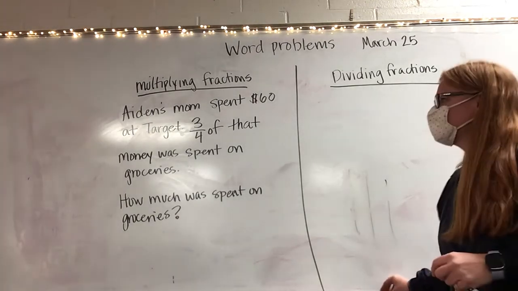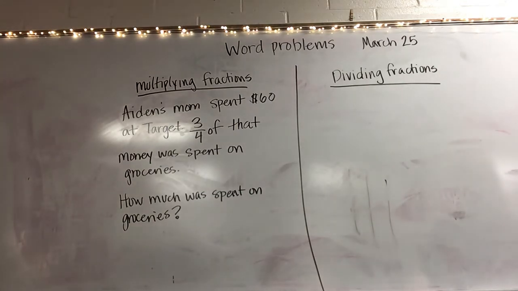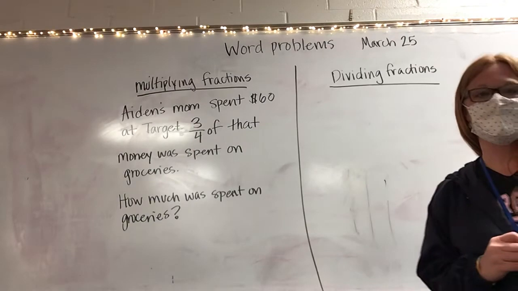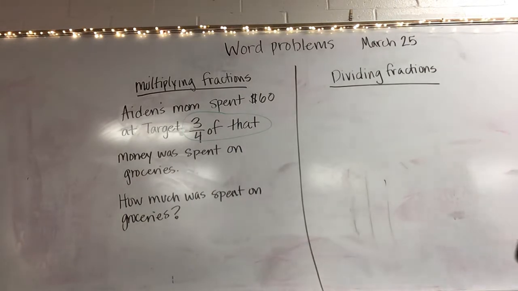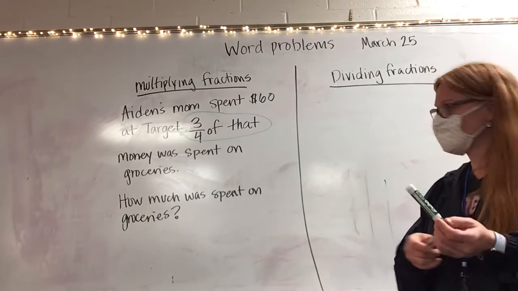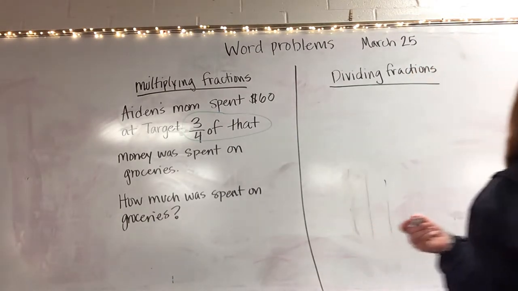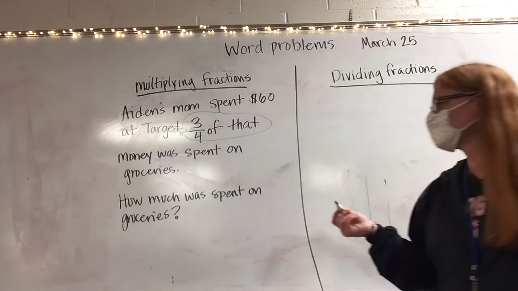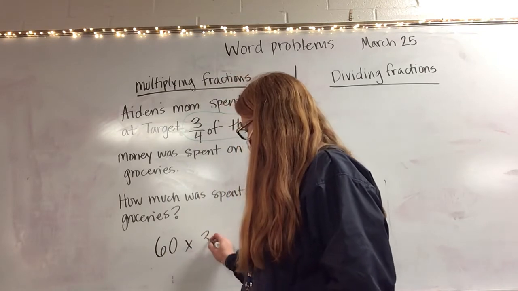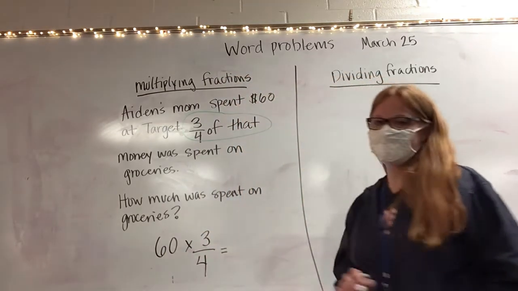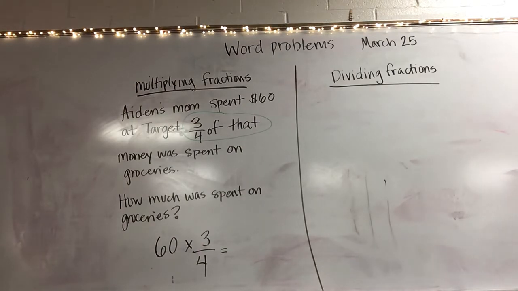Let's look at words that pop out at us that let us know we are multiplying fractions. Right here. When it's of that, 3/4 of that, the of that is the 60, right? 3/4 of the 60. So that would be multiplying. So we need to highlight it, right? Yeah, highlight it if you have your highlighter. If you don't, you can use a marker and circle it. You would have 60 times 3/4. We're going to figure out how much she spent on groceries.